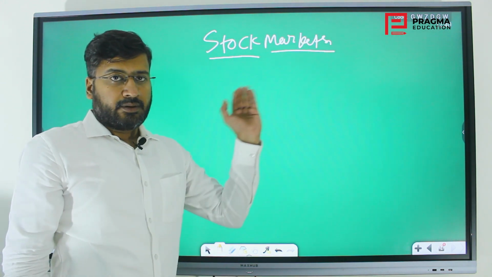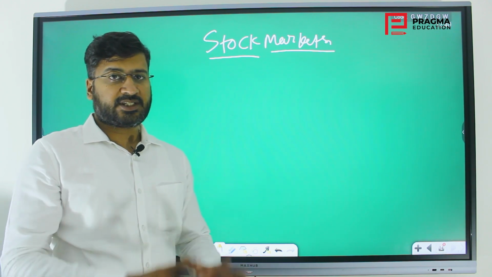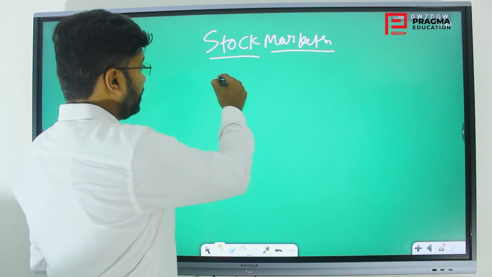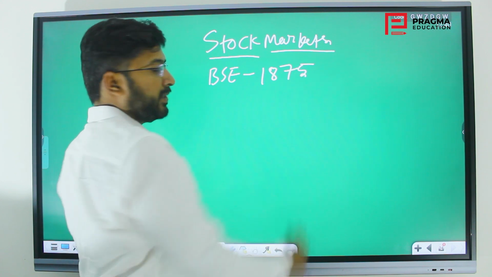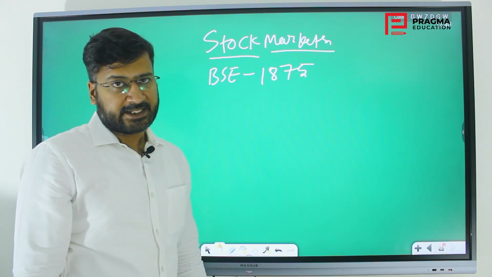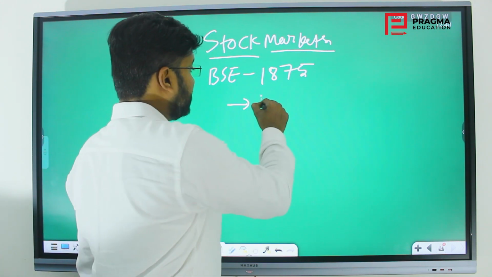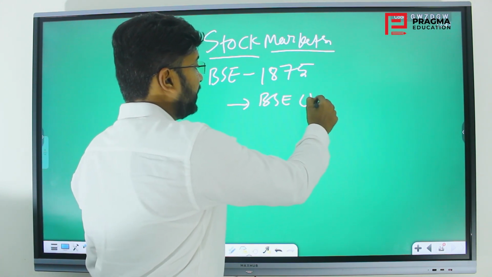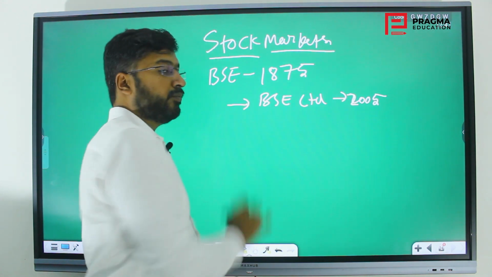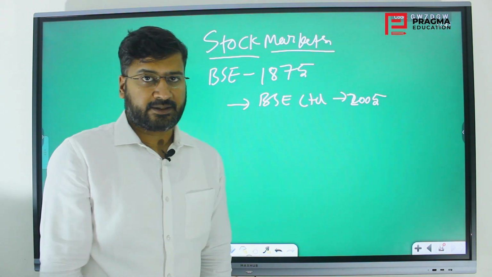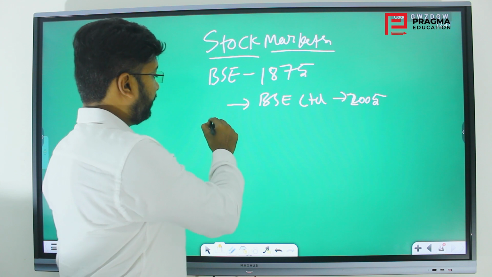All the capital markets that we see, the front face of all those markets is the stock exchanges. So the oldest stock exchange in India is Bombay Stock Exchange. It was established in 1875. BSE was corporatized, means BSE Limited. It was made BSE Limited in 2005. Until then it was only Bombay Stock Exchange. It was corporatized, means it is BSE Limited since 2005.